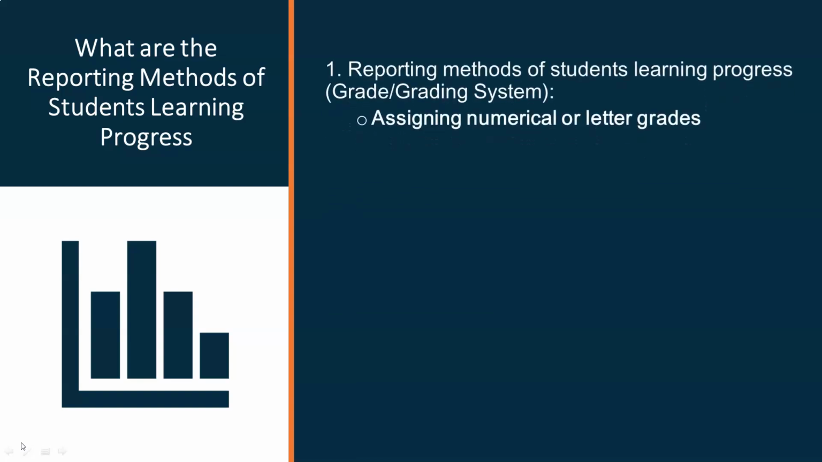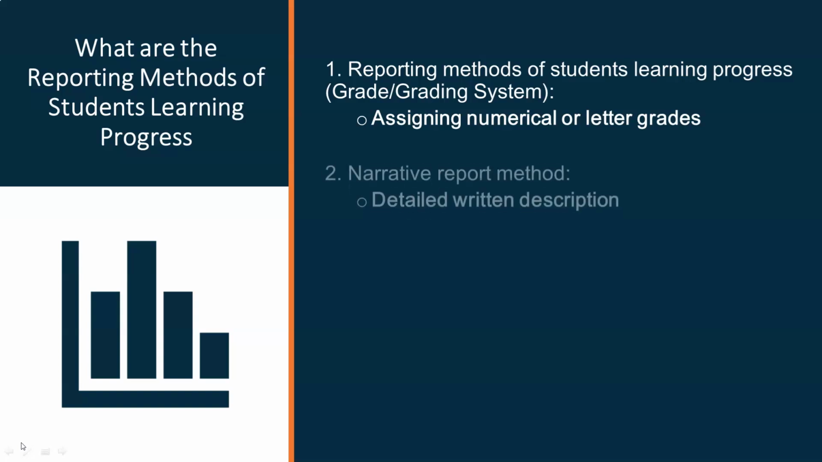Reporting learners' learning progress can be done using various methods such as: 1. Grades, grading systems. The traditional method of reporting student performance is through grades or a grading system. This typically involves assigning numerical or letter grades to individual assignments, tests, projects, and overall performance. Grades can provide a summary of a student's progress and achievement.